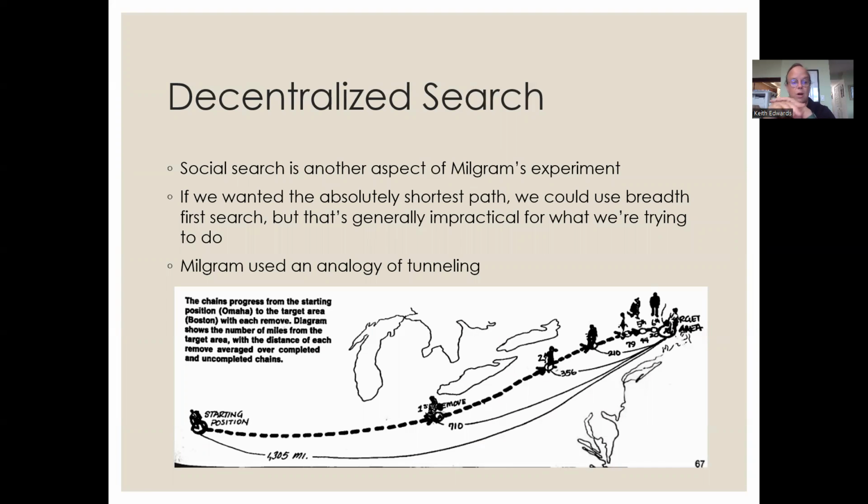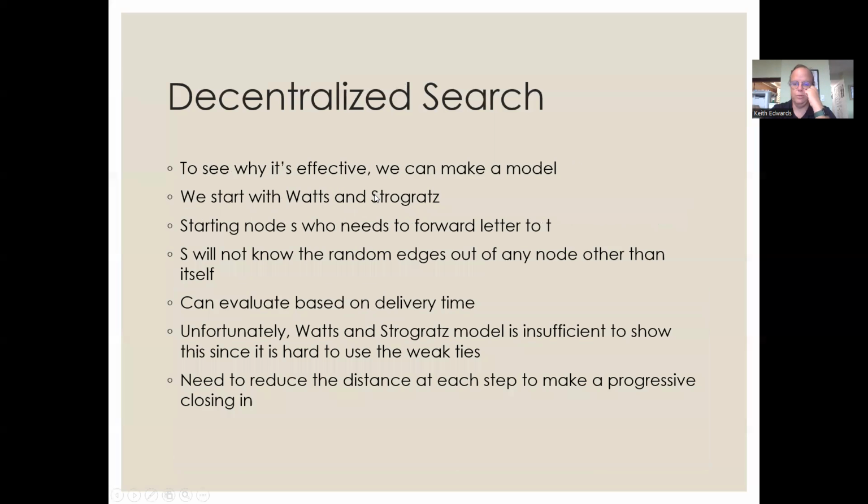So we started out in Omaha, and we want to get to Boston, or a suburb of Boston, Sharon, Massachusetts. And what we can see is we make some long jumps at first, from 1,305 miles distance to 710 somewhere in Ohio, to somewhere in, looks like, upstate New York perhaps, which is 356 miles, maybe over to New Hampshire or Vermont. And then we gradually close in on the target person. So we can actually make a model to see why this decentralized search is effective. If we start with Watson and Strogatz, we can think about a node S who needs to forward a letter to T. S doesn't know the random edges out of any node other than S itself.